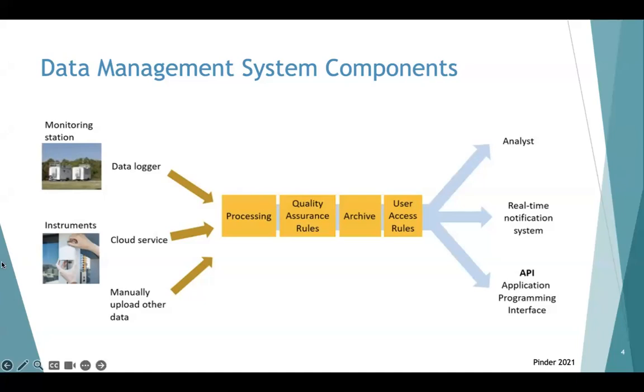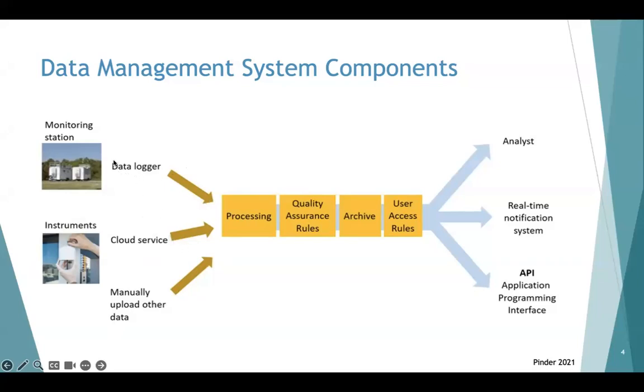And then what we normally do is use these data loggers and these cloud services, and not only that, maybe we upload all the data manually. Using these three methods, we will be entering all this data into a system.